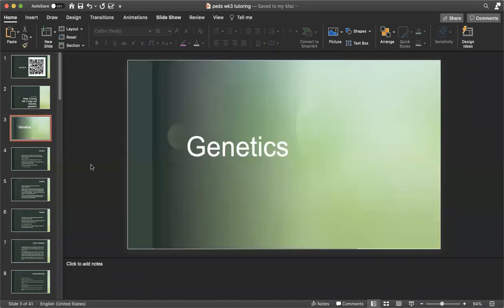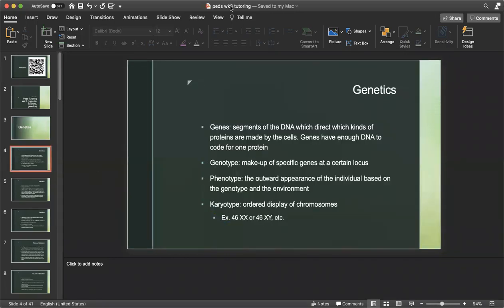So we're going to start with genetics first. For this section, I don't really remember there being too many questions over it, but it's still good to go over. So genetics is basically mainly definitions. Genes are segments of the DNA which direct which kinds of proteins are made by the cells. Genes have DNA to code for one protein. And I got most of this information from my blueprint because I didn't get sent y'all's PowerPoints until last night. So most of the stuff is from my blueprint from spring.